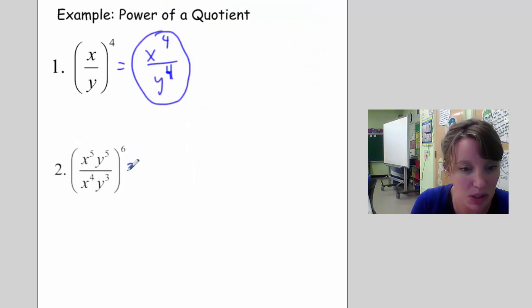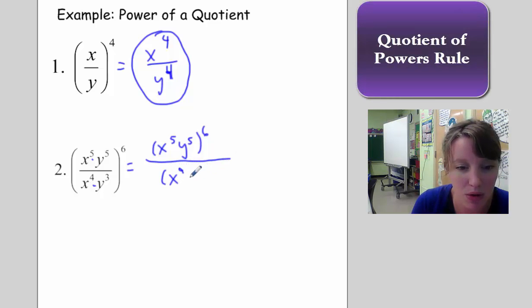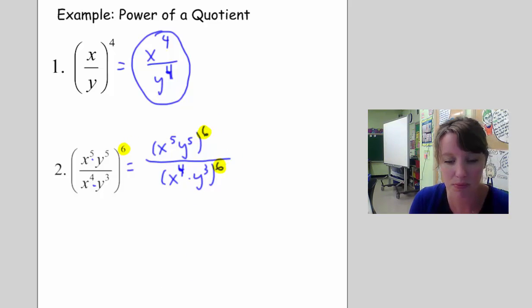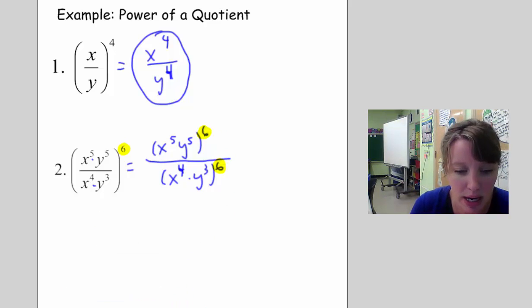The next one's a little bit more difficult because there's a product in the numerator and a product in the denominator. So first I'm going to take each of these products and raise it to this power. We have x to the 5th, y to the 5th, raised to the 6th power, right? So here's my 6, and I'm putting it on both of them. And then after I do that, I want to use my power of a product rule and bring them in.